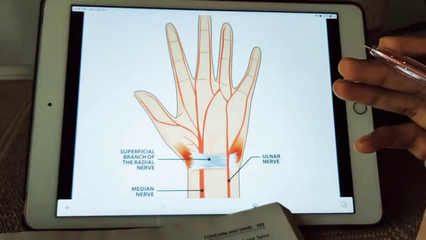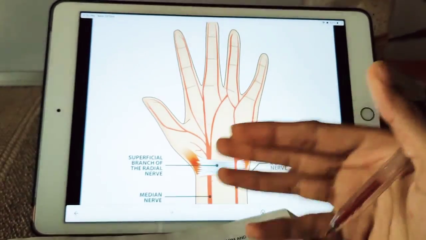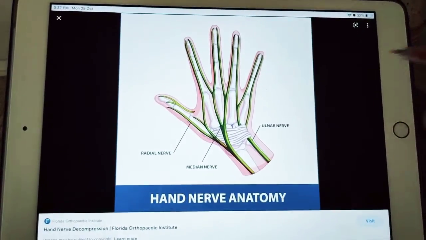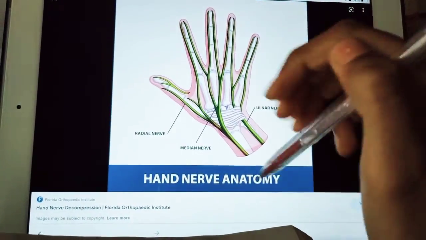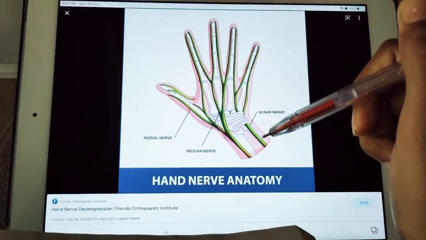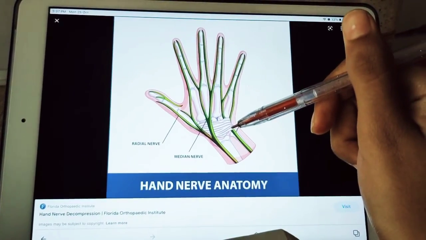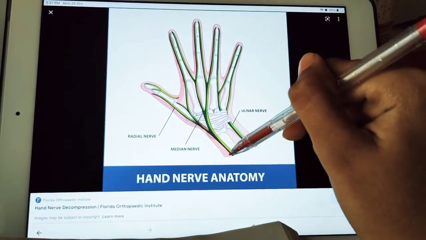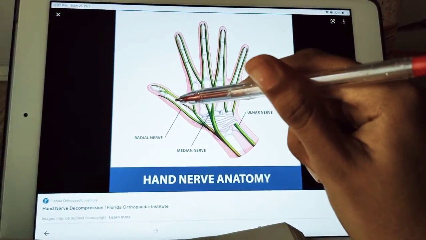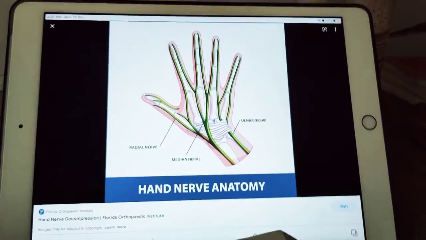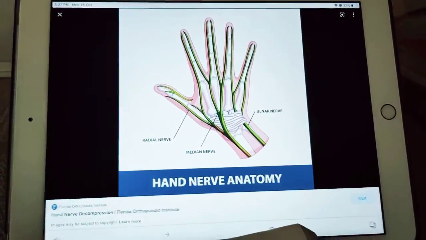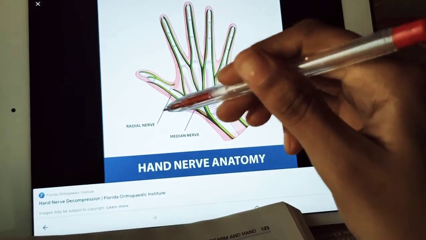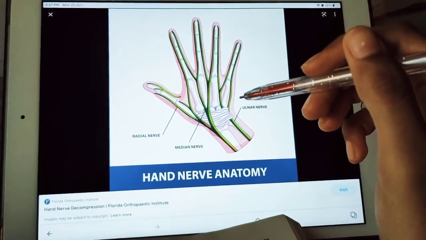Next we'll discuss the radial nerve. For that we will need to take out another diagram because this is not a proper one. This will be proper for the radial nerve because it's mostly present on the dorsum of the hand, right? The radial nerve is seen in the hand as a continuation of the superficial terminal branch. It reaches the dorsum of the hand after winding around the lateral side of the radius.